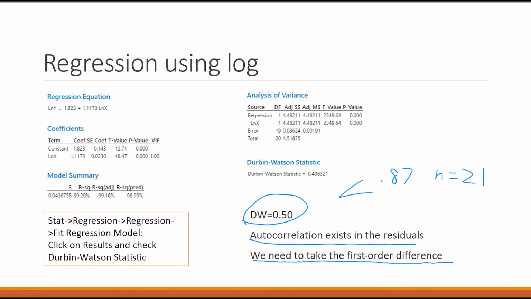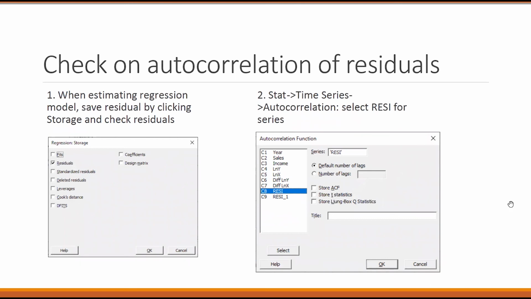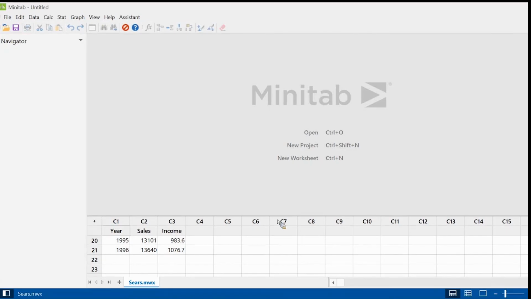Since I'm not requiring you to use the table to check the upper bound and the lower bound every time, we rely on the rule of thumb, especially when the DW statistic is close to 2. What else do you have? Well, you can also check the autocorrelation of the residuals, and that allows us to double check if autocorrelation is a problem. So let me now move to Minitab, and I want to show you how to check the autocorrelation of the residuals. All right, so here's my Sears data.